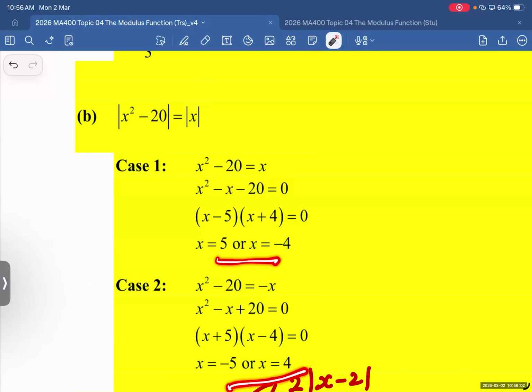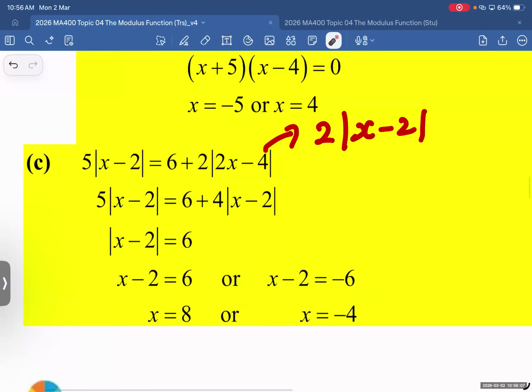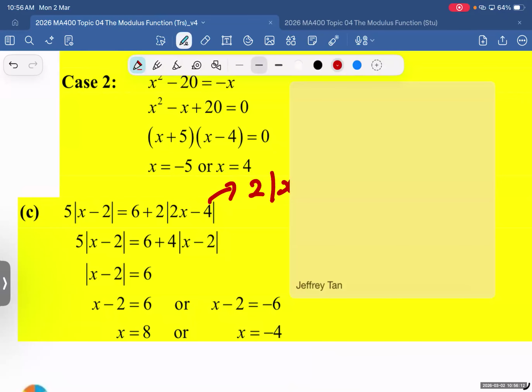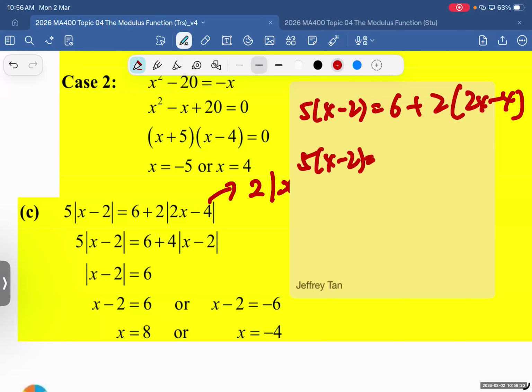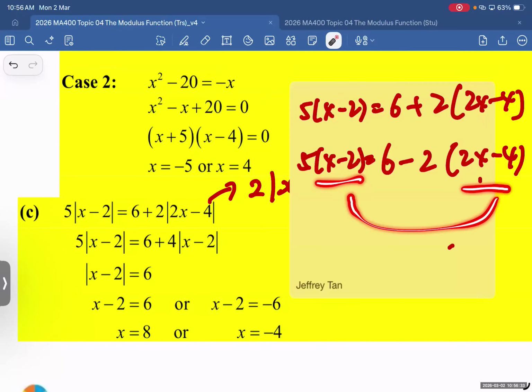Now most of you asked about C. And a lot of you did it this way. You all put 5x minus 2 equals 6 plus 2 bracket 2x minus 4. Then you all wrote 5x minus 2 equals 6 minus 2 bracket 2x minus 4. Now this is not possible because they are basically the same function. They are the same multiple. You cannot have one to be positive and one to be negative at the same time.